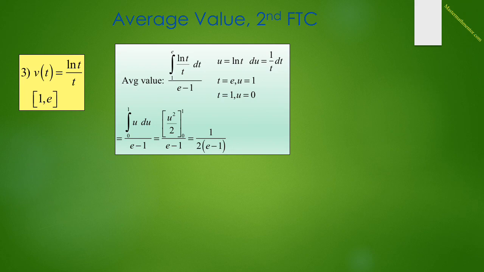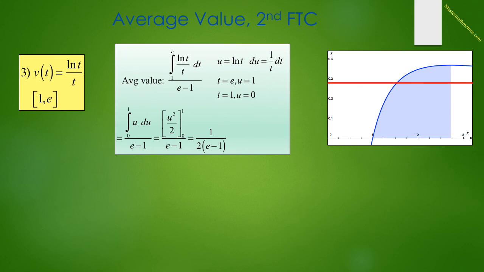over e minus 1. To do this, we'll do a little u substitution, where u is equal to natural log of t and du is equal to 1 over t dt, and we will change the limits. So when t is equal to 1, u is equal to 0, and when t is equal to e, u is equal to 1, and we get the integral from 0 to 1 of u du over e minus 1. That becomes u squared over 2, evaluated from 0 to 1 over e minus 1, or 1 over 2 quantity e minus 1.